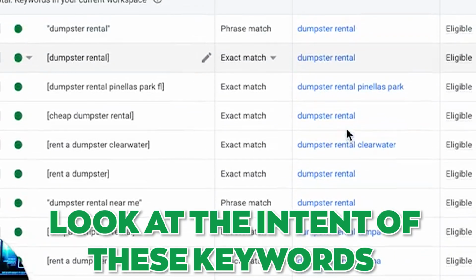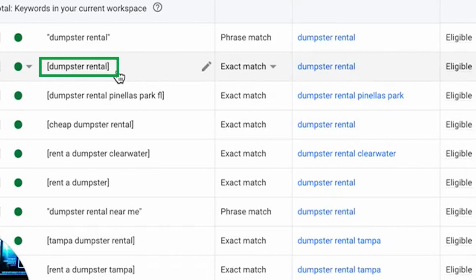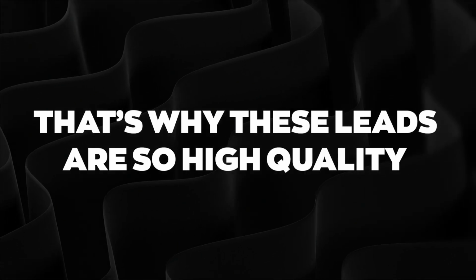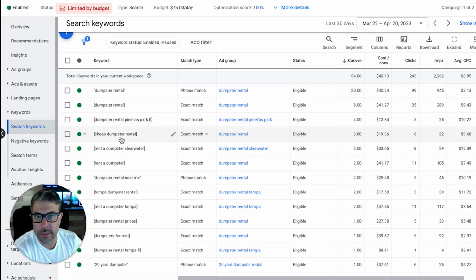Now look at the intent of these keywords, right? Like dumpster rental exact match. Why would someone type dumpster rental into Google? Pinellas Park, Florida. I mean, just kind of put yourself in the shoes of the searcher. That's why these leads are so high quality, because we're only going after higher intent type keywords.